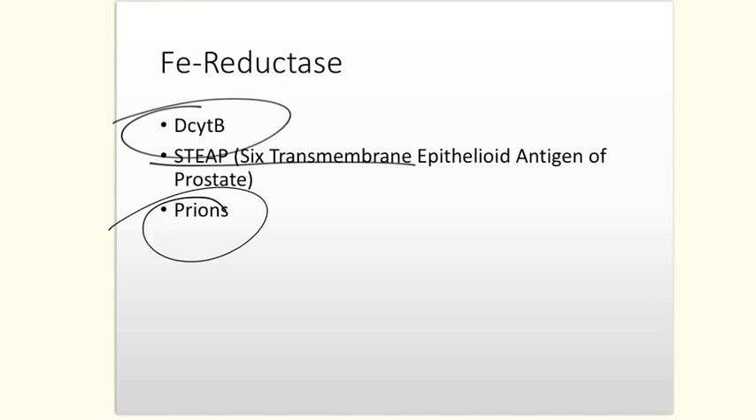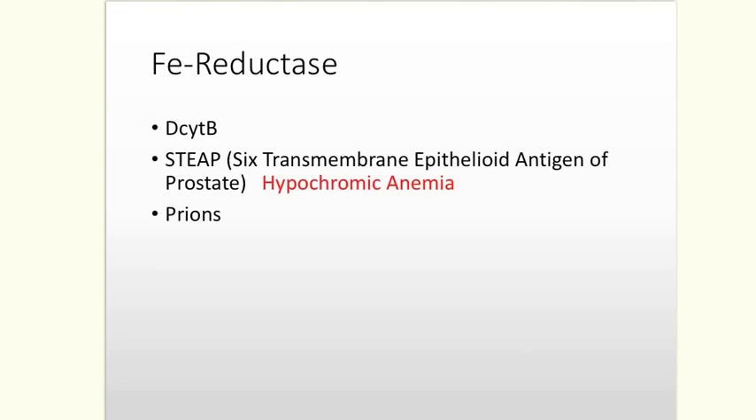Also prions. Prions in the brain can allow for iron toxicity. Now there's a whole lot of reviews written about iron in the brain and the blood-brain barrier and how endothelial cells kind of act like enterocytes in protecting the brain from excess iron. And so I'll let you look into that yourself if you're interested. Mutations in the STEAP protein cause hypochromic anemia.